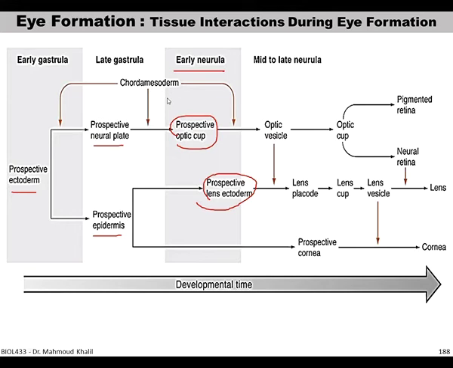Soon after that, in mid to late neurula, the optic vesicle gives the optic cup, the pigmented retina and the neural retina, while the prospective lens ectoderm gives the lens placode, lens cup, and lens vesicle, and once there is activation from the neural retina, it will give the lens. The lens vesicle as well activates the prospective cornea to become the functional cornea.